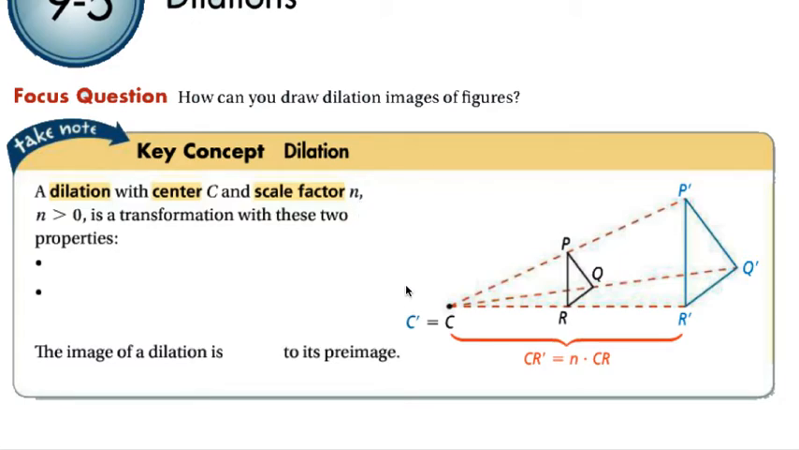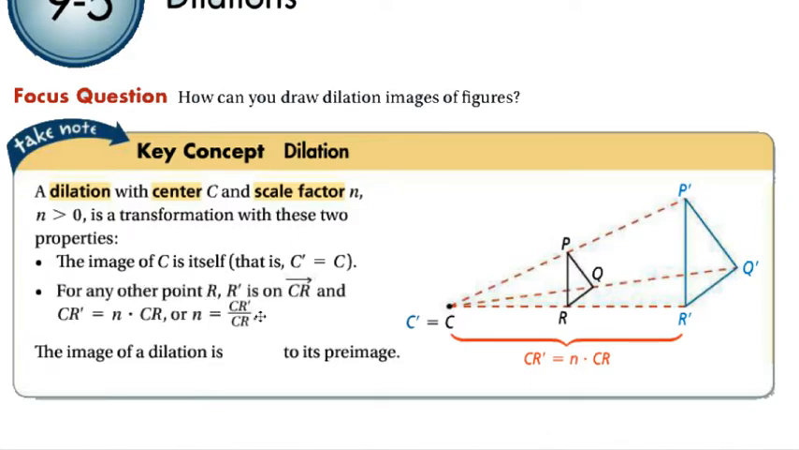Now the scale factor, when it's bigger than 1, then we will have an enlargement. And when it is less than 1, we will have a reduction. Okay? The image of the center is itself. And for any other point that we have, N is going to be the ratio, the scale factor. To find the scale factor, you're going to take any image side and divide it by any pre-image side, and that will give you your scale factor.